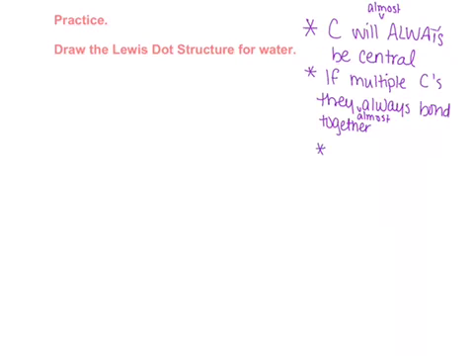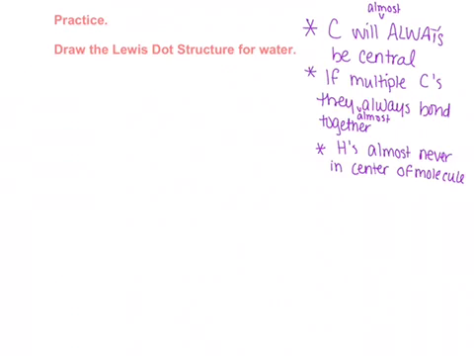And then the last little hint here is that hydrogens almost never are in the center of a molecule. They always go around the outside.